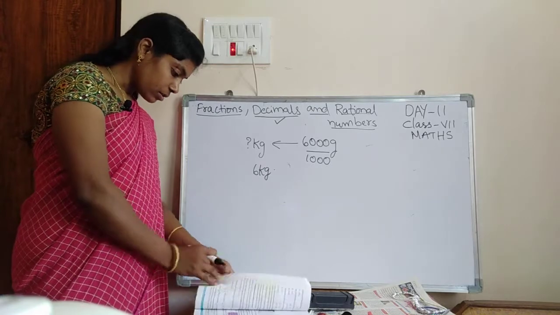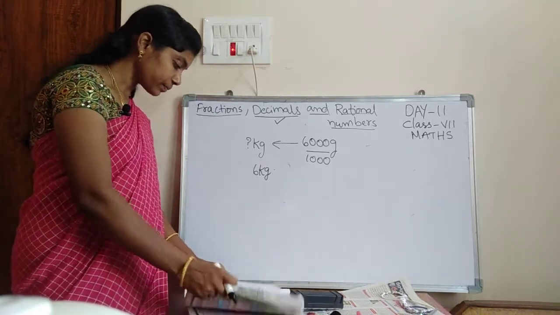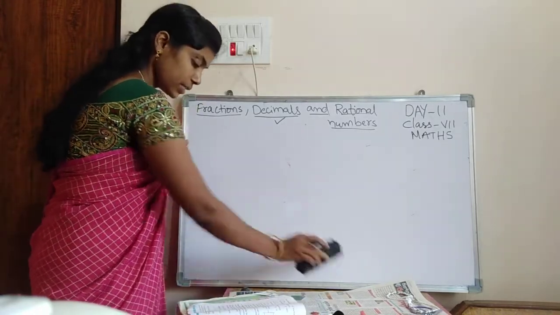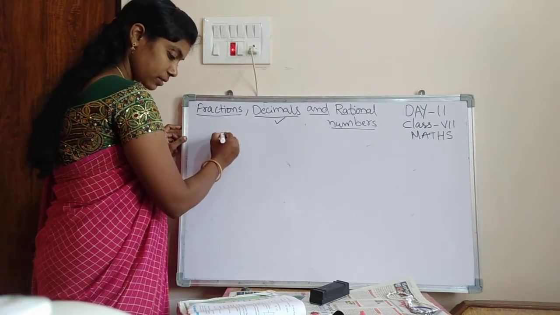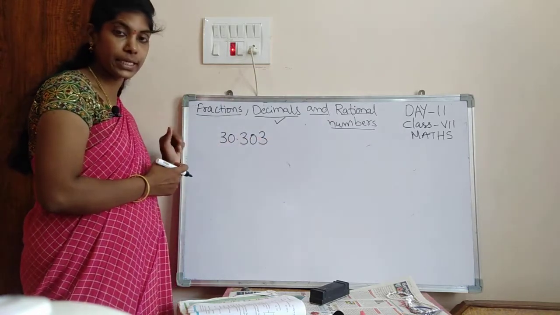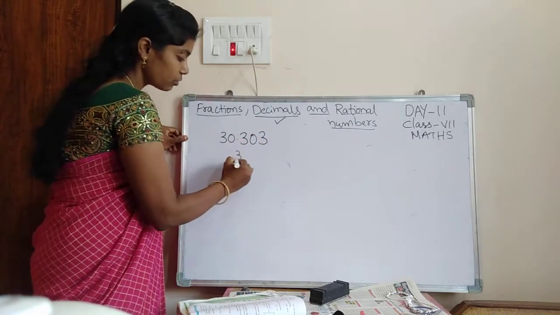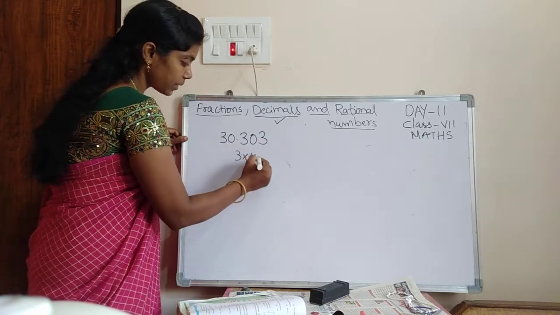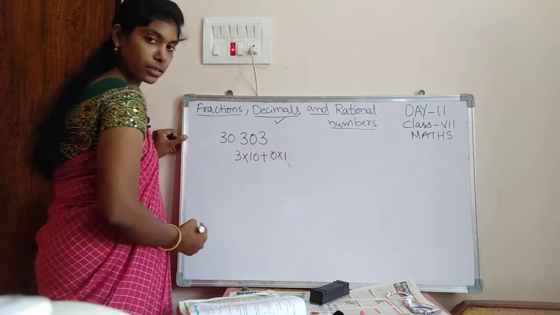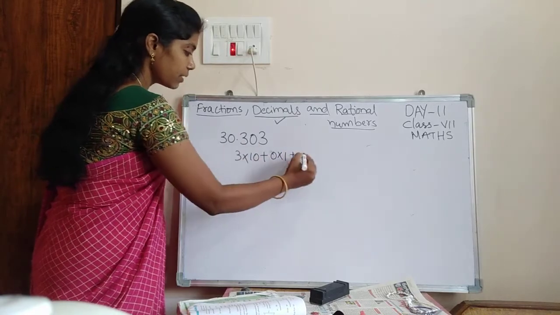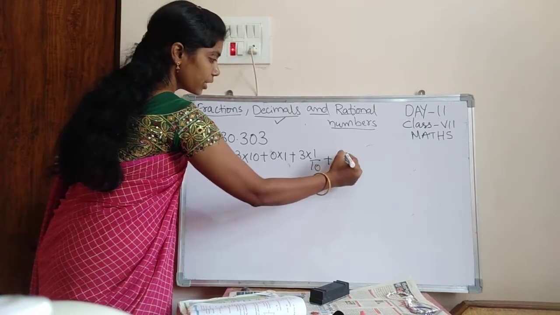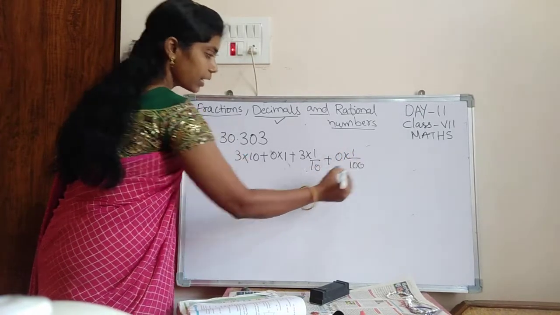So coming to the next one, a word problem. How do we write expanded form? You have expanded form for decimals. Let us see one example: 30.303. See how I am reading it? 30.303. First I will start with the 3 in the tens place: 3 into 10, 0 into 1, plus the decimal part, which starts with 3 into 1 by 10, plus 0 into 1 by 100.